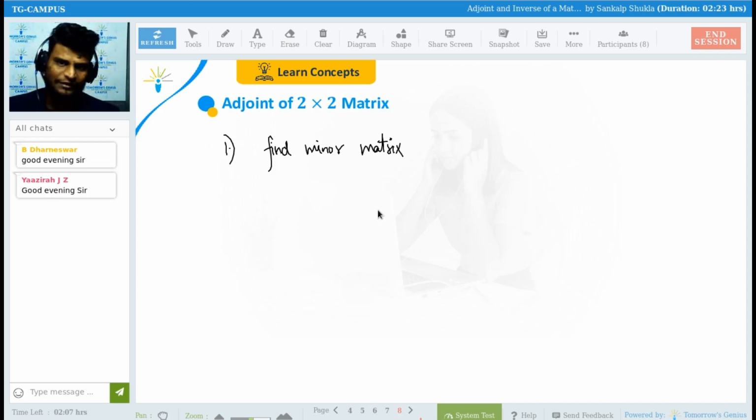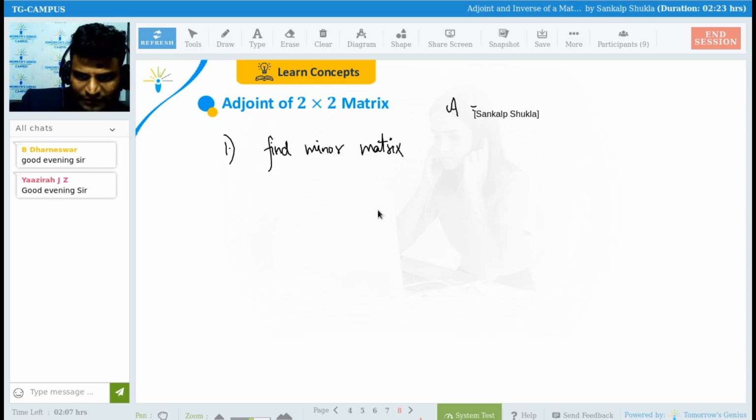Now what is this minor matrix? A minor matrix is a matrix of minors. And what is a minor? A minor is something which is of every element. It is not for the matrix, it is for each and every element. Okay, so I'll tell you how we find a minor. Suppose I have a matrix like this.